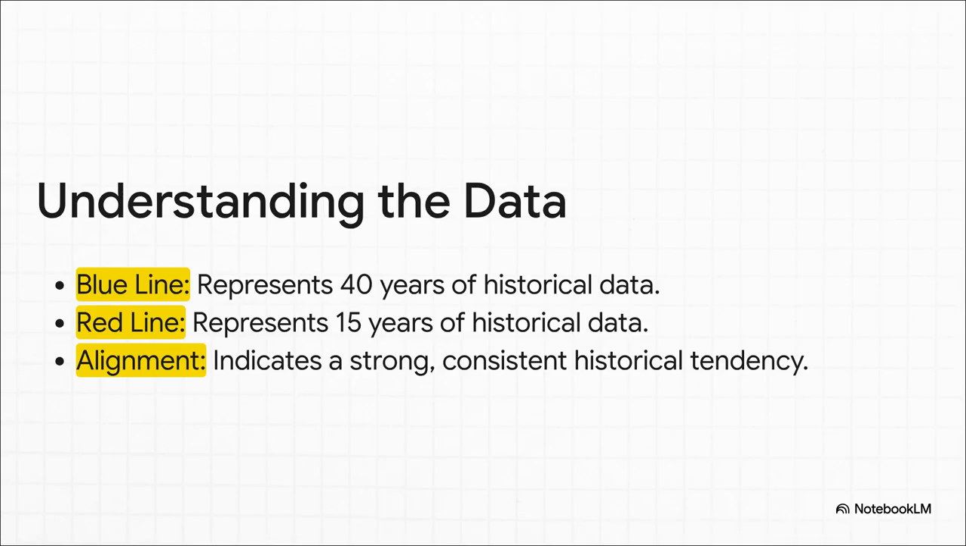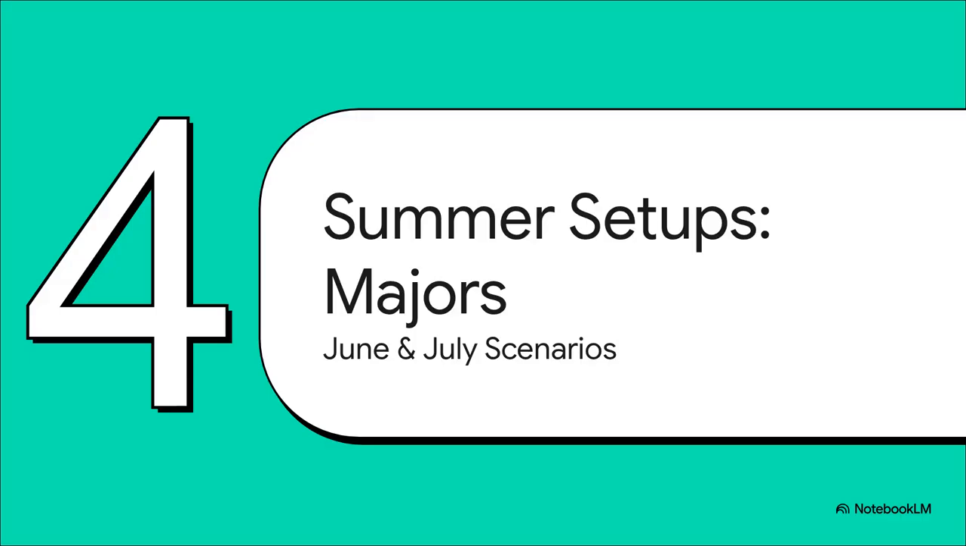Now, you've probably noticed the two different colored lines on these charts, and it is absolutely crucial to know what they mean. The blue line represents 40 years of historical data. That's the really big picture. The red line is the more recent 15 years. Now, when you see both of those lines moving together like they are in these examples, that is a massive confidence booster. It means the seasonal tendency isn't just old news. It's strong, and it has held up in the modern market.